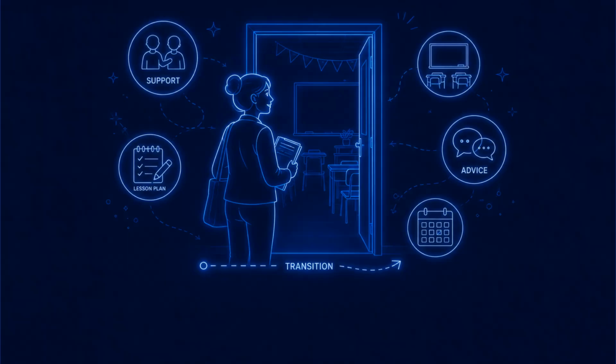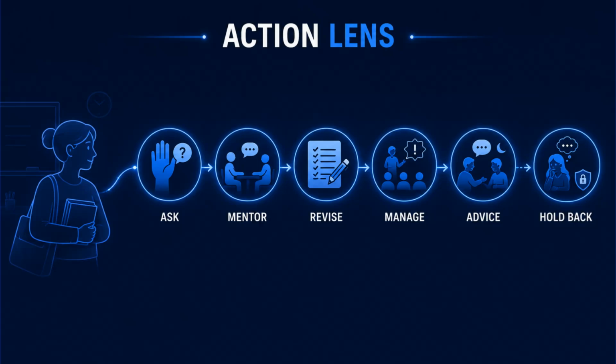Now watch the same routine with a second example. Research question: How do first-year teachers experience support during their transition into the classroom? The main experiential term is support. The question is asking how support is lived during transition. Notice that the same 5 lenses work again.